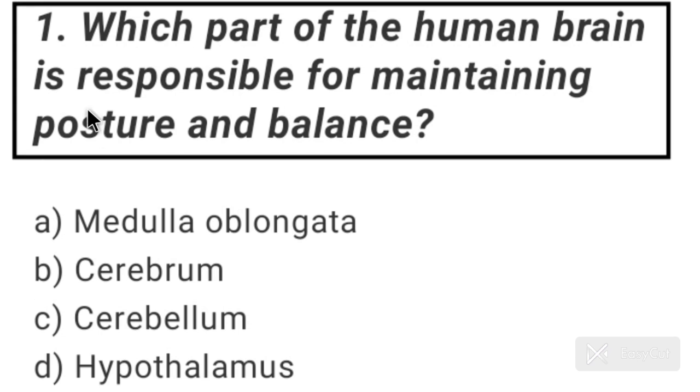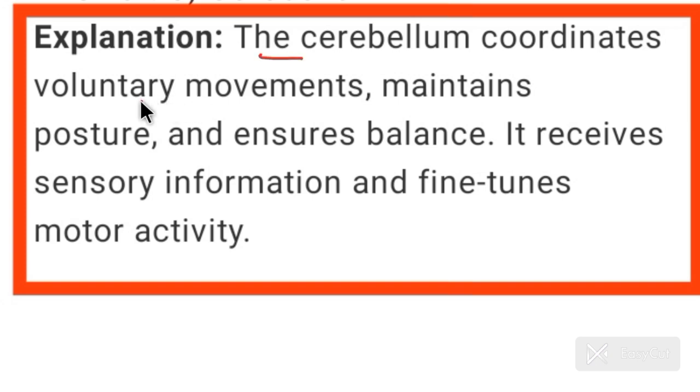Which part of the human brain is responsible for maintaining posture and balance? Cerebellum is the part of the brain that helps in balance, coordination and movement. It makes sure your movements are smooth and precise. Okay, so option C is correct for question number 1. The cerebellum coordinates voluntary movements, maintains posture and ensures balance. It receives sensory information and fine-tunes motor activity.